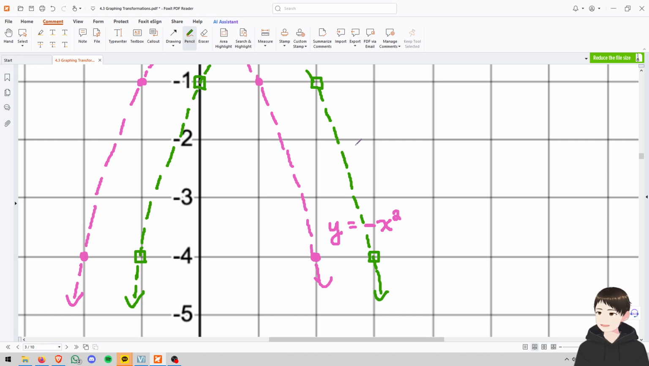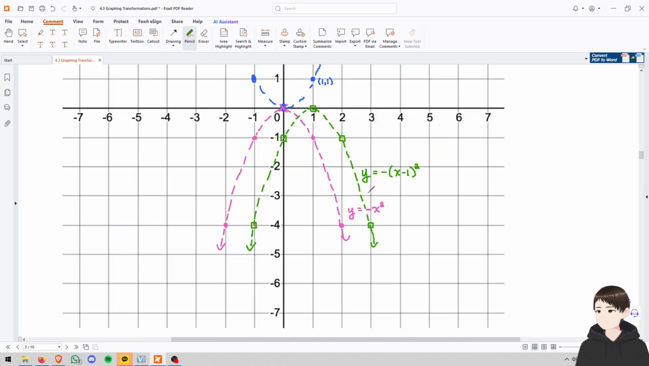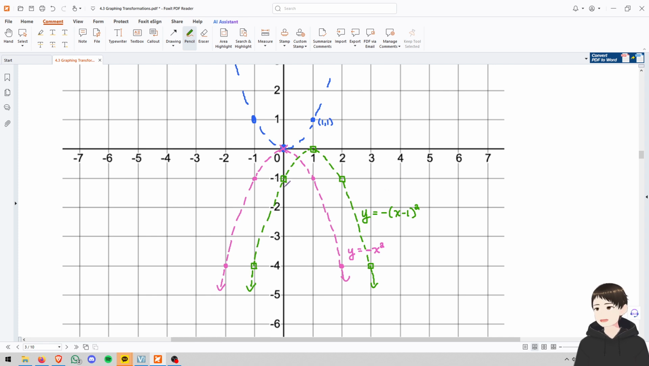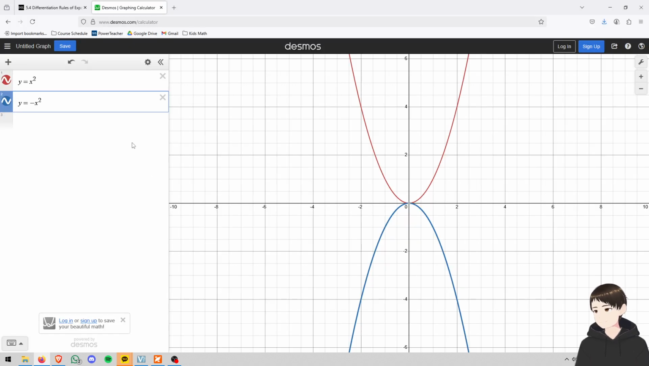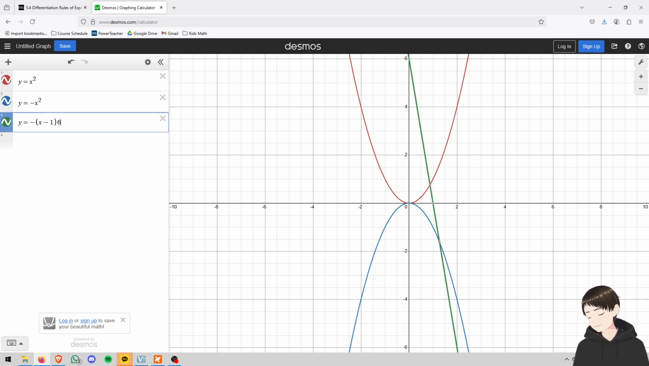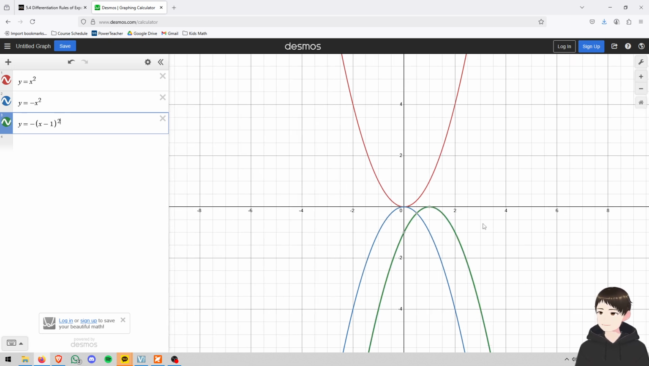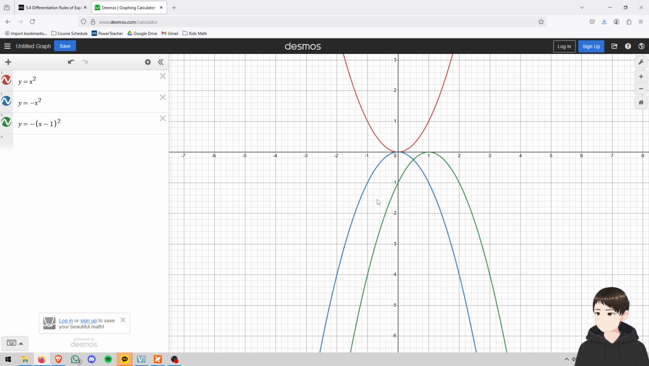Okay, so this green is what? Y equals -x minus 1 squared. And your final so far is not done yet, but my final so far should look something like this. And as a confirmation, I'm going to check Desmos. My next line, y equals -x minus 1 to the power of 2. Ta-da! There it is. So I think we're on the right track.